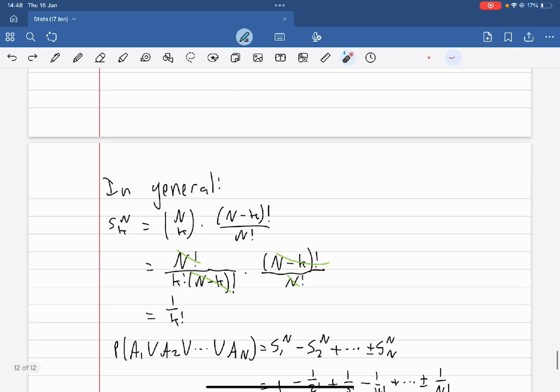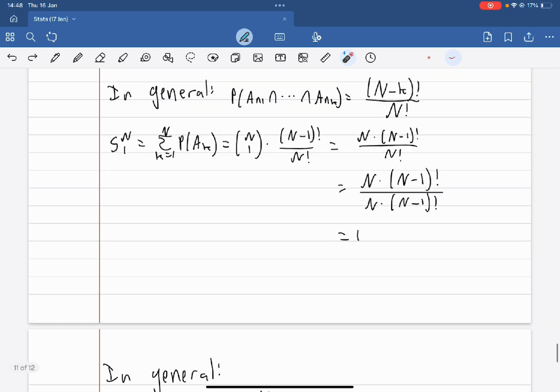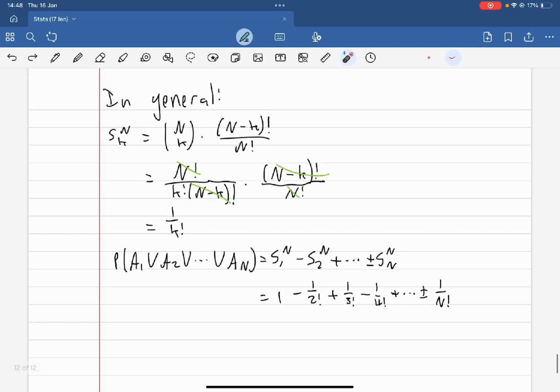So now we need to do it in general. So that was just for the first one, just an example. So in general, it's going to be n choose k times (n minus k) factorial over n factorial. So we know if we expand the choose function, we can expand it to this, and then we can cancel these n's, and we can cancel these (n minus k) factorials, and we're just left with 1 over k factorial.